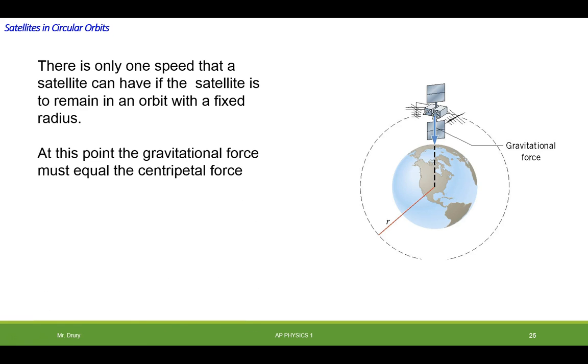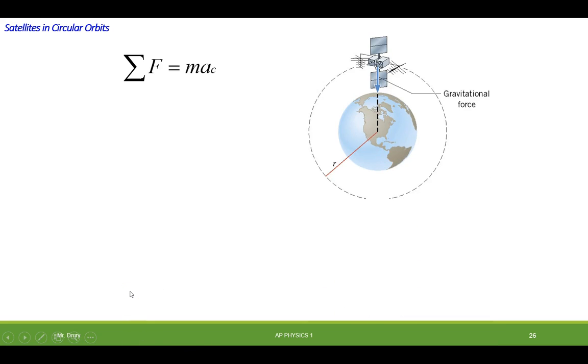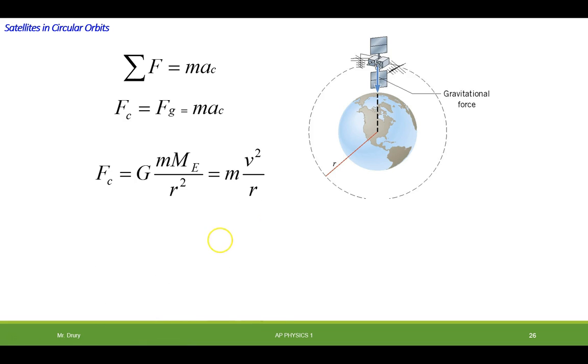And when it is at that orbit, the force of gravity pulling the satellite into the center of the circle, the gravitational attraction between the two, must be equal to the centripetal force. In other words, you've reached equilibrium. So the sum of the forces is equal to the centripetal force. The centripetal force is equal to the force of gravity. And if we solve for v, we could find the speed that this occurs at.